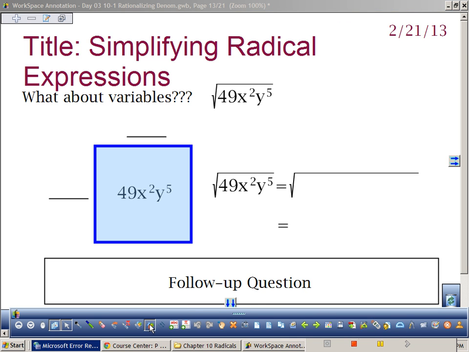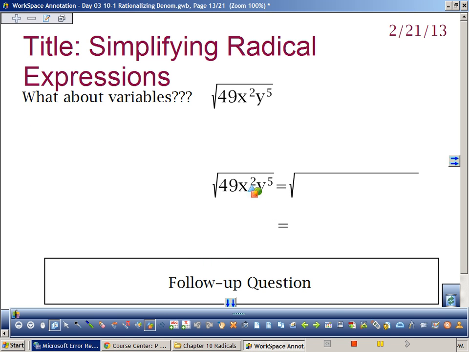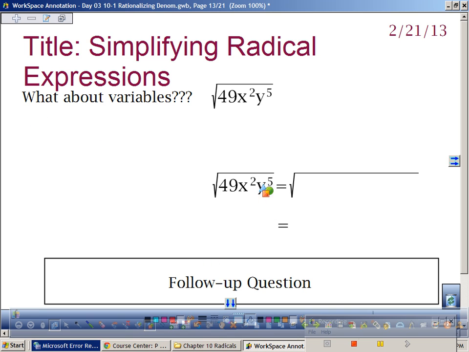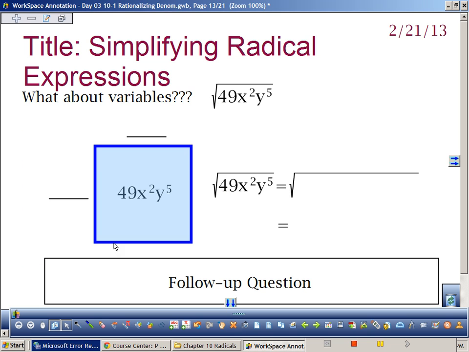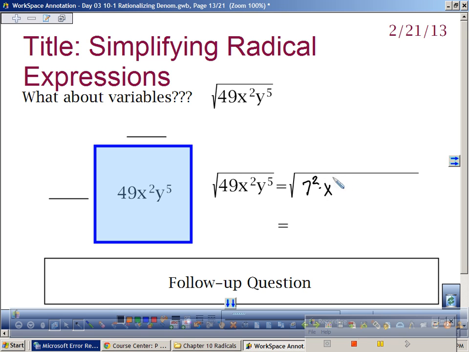Okay, so what I'm teaching you guys, you will never see this. You will see this. And you'll say to yourself, well, I know that what they're talking about is this. Find squares in here for me. 7 squared, x squared, y squared, y squared. And we have 1 y left over.